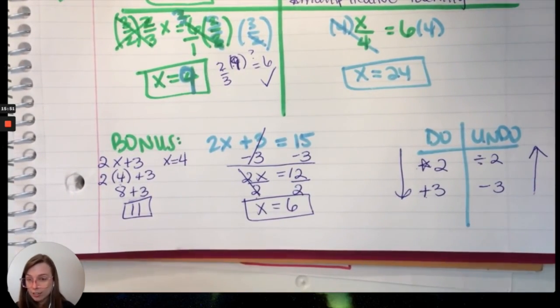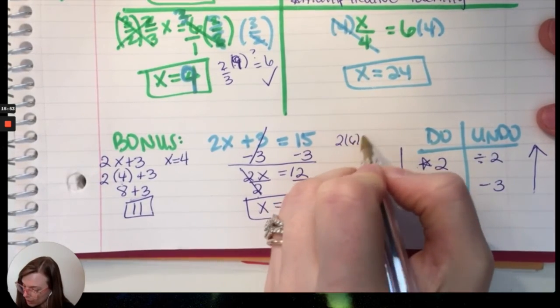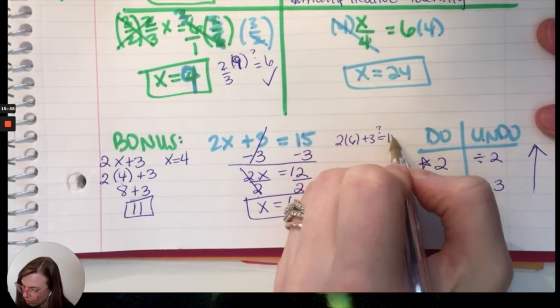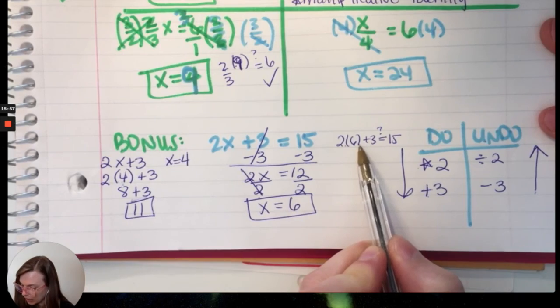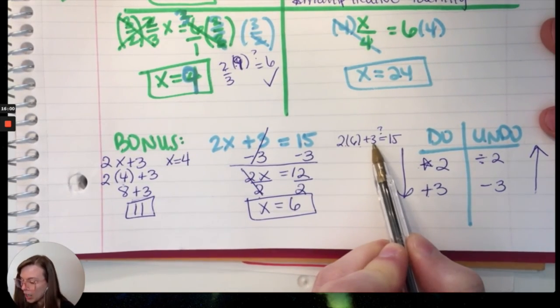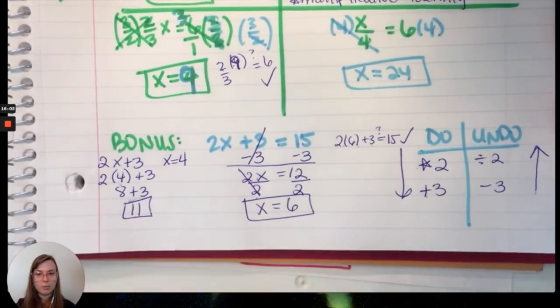And now I could check this if I want. So I'm going to have 2 multiplied by 6 plus 3. Does that equal 15? 2 times 6 is 12. Plus 3 is 15. So I know I'm golden. And 6 is my answer.